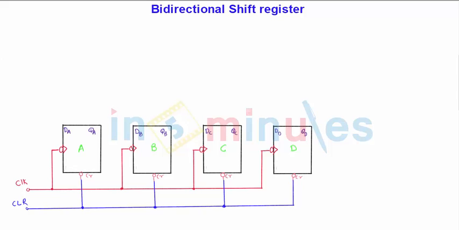In this presentation, we will see bidirectional shift registers. In the previous session, we have already seen the shift registers, which are serial in, serial out, serial in, parallel out. That is nothing but SISO, SIPO, PISO and PIPO form. But in this particular shift register, what we will see is bidirectional shifting of the data towards right or towards left. So let us consider that it's a 4-bit shift register.